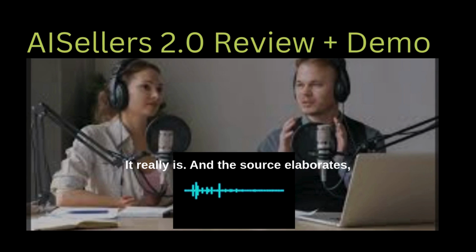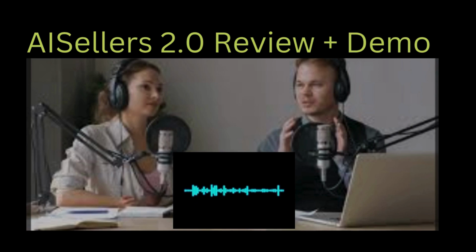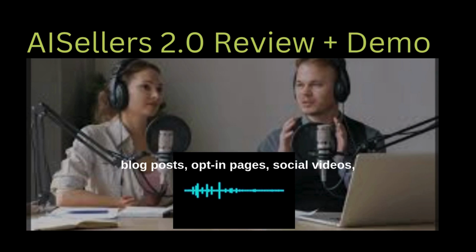It really is. And the source elaborates, saying it can take any URL, affiliate link, e-com store, local business, whatever, and turn it into affiliate pages or review videos, bonus offers. Huh. So not just for affiliates then? No, it claims it can also auto-generate things like ebooks, blog posts, opt-in pages, social videos, for any niche.